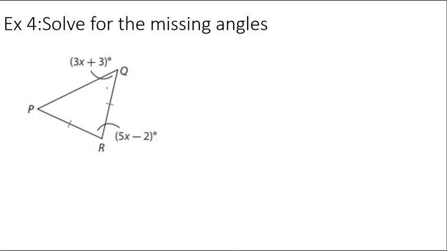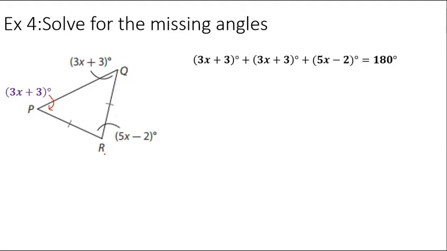Okay, now example 4. Here we're going to solve for the missing angles as well. Again, we have another isosceles triangle. Here the vertex angle is R. That means that the two base angles are congruent to each other. And the vertex angle is by itself, but remember all three angles add up to 180. So we're going to take 3x plus 3, plus 3x plus 3, plus 5x minus 2. All three angles add up to 180.